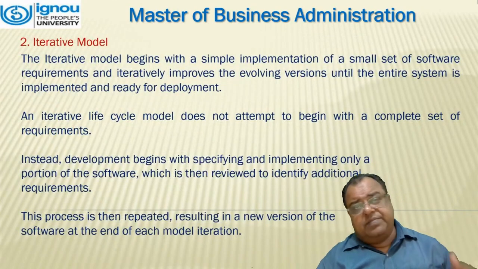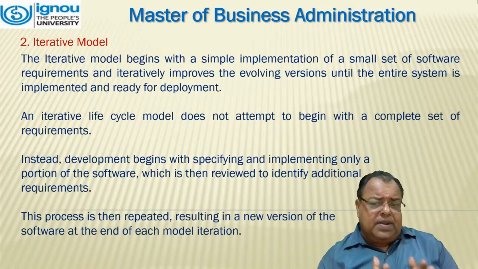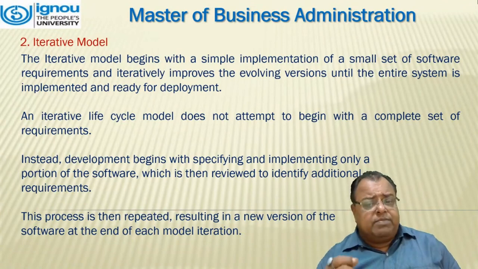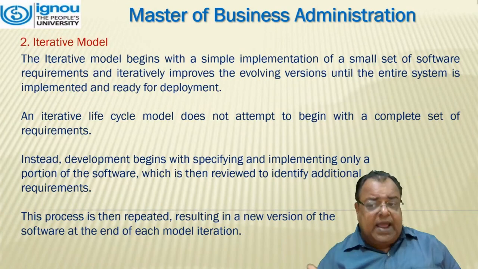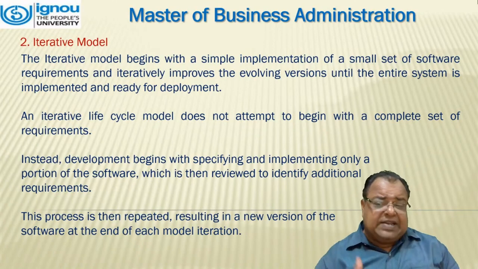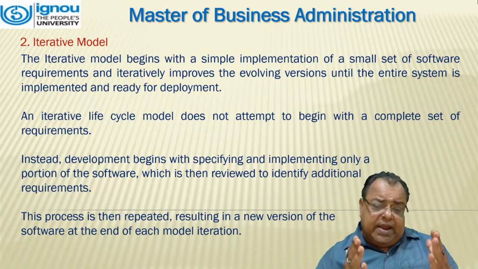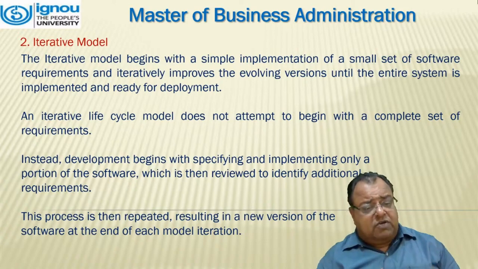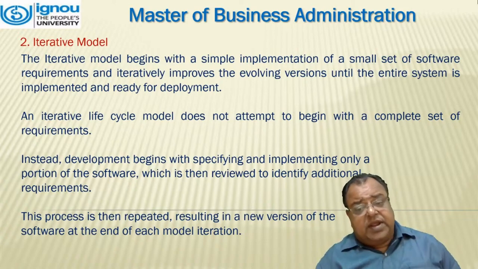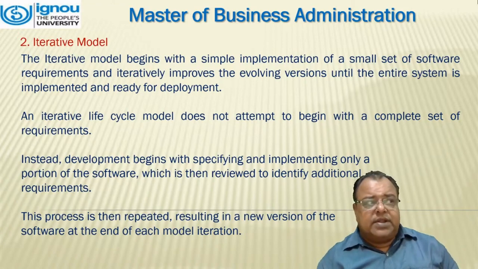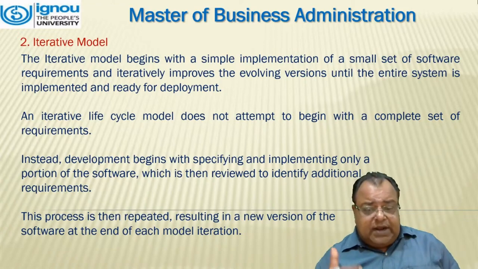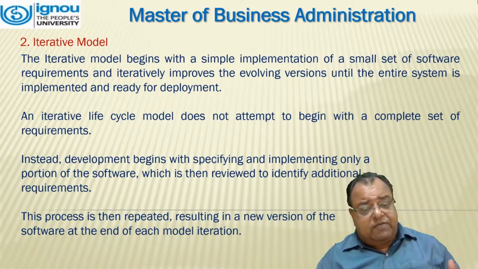Second one is the iterative model. The iterative model begins with a simple implementation of a small set of software requirements and iteratively improves the evolving versions until the entire system is implemented and ready for deployment. An iterative lifecycle model does not attempt to begin with a complete set of requirements. Instead, development begins with specifying and implementing only a portion of the software, which is then reviewed to identify additional requirements. This process is repeated, resulting in a new version of the software at the end of each iteration.